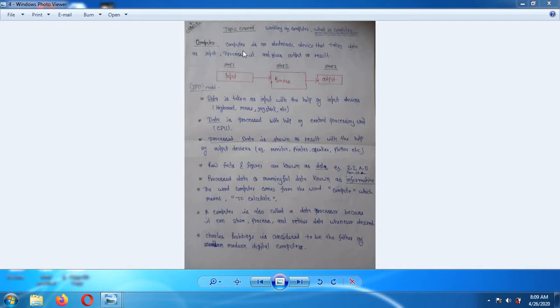The working of a computer. Basically, a computer works in three steps. First, it takes the input, processes it, and gives the output. It takes the data as input and applies some operations on that, like addition, multiplication, and after applying these operations it gives the output or result.